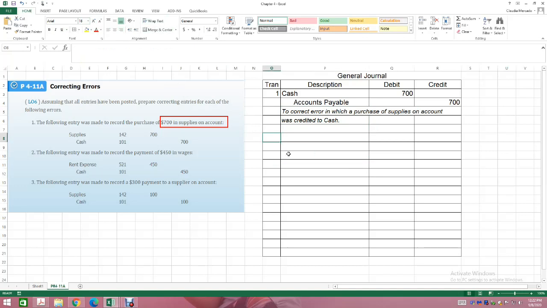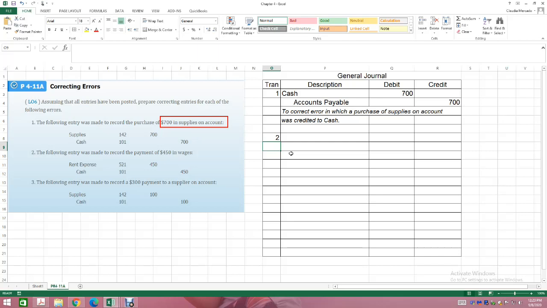Okay. That's transaction 1. Now transaction 2 says, the following entry was made to record the payment of $450 in wages. So you are paying your employees $450 in wages. Well, what did they do here? They debited rent expense for $450 and they credited cash $450. Does rent have to do anything with paying your employees' wages? No. They made a mistake and they used the wrong account.